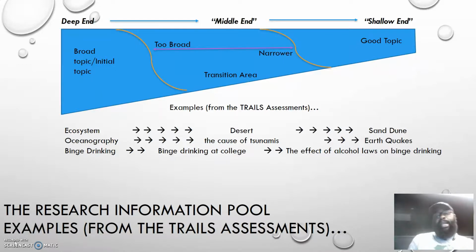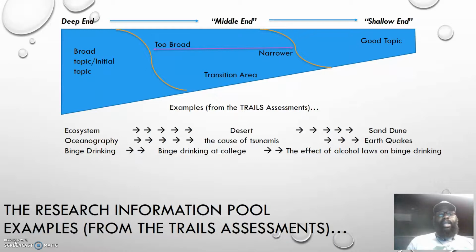Same thing, we look at our second example for oceanography. The cause of tsunamis is our transition term, and earthquakes is our good topic or a shallow term. So oceanography is a huge term. We have multiple oceans on this earth. There are different elements to study with the ocean. We can really pick any and everything. And so now we're looking at the cause of tsunamis, which is another broader term, but it deals with oceanography. And finally, we're looking at earthquakes.